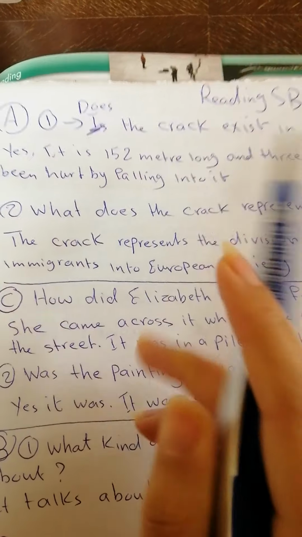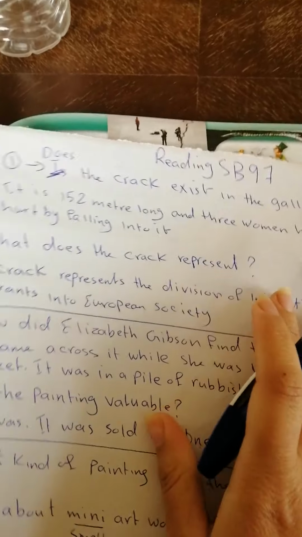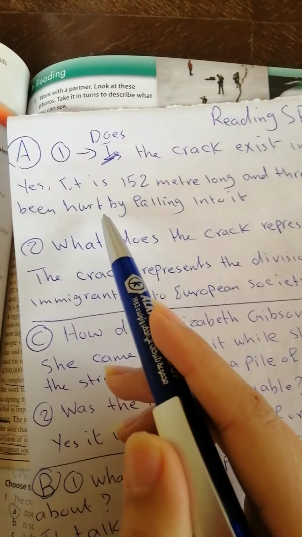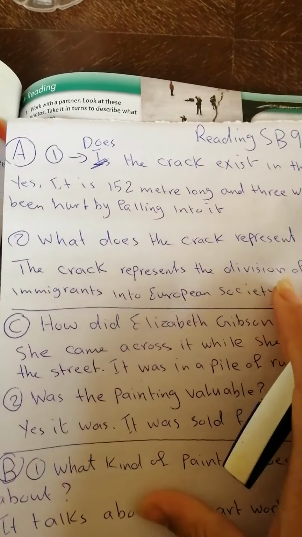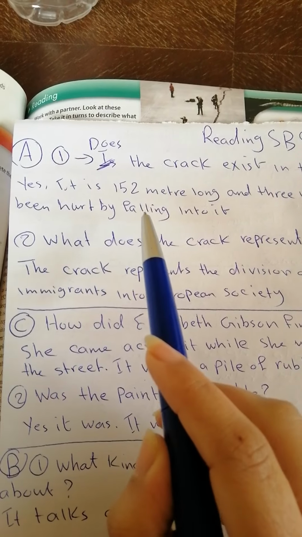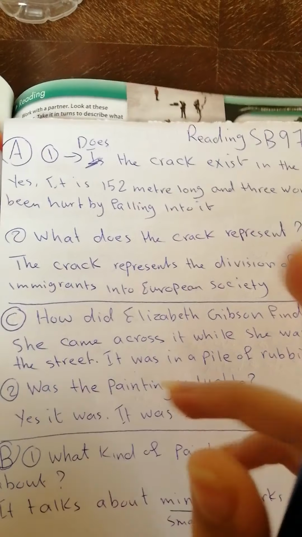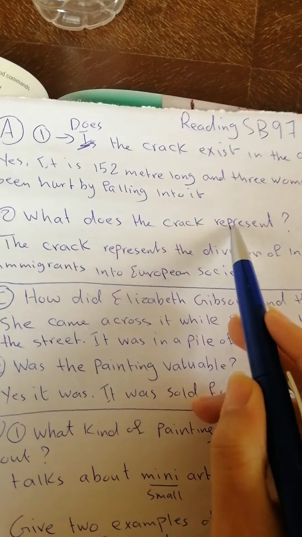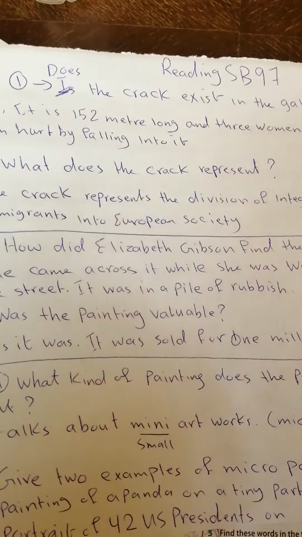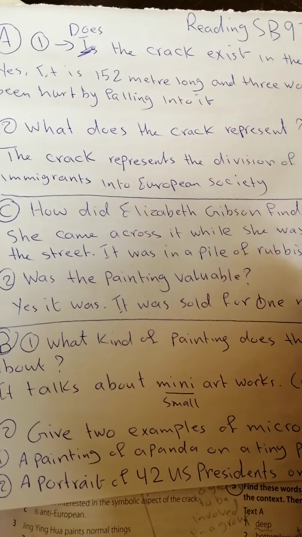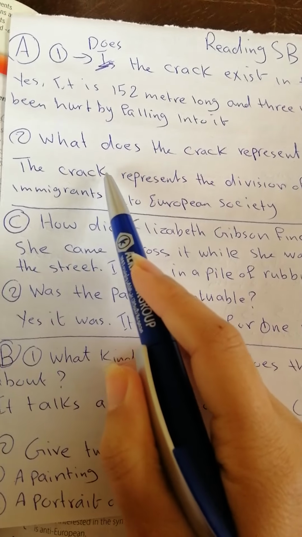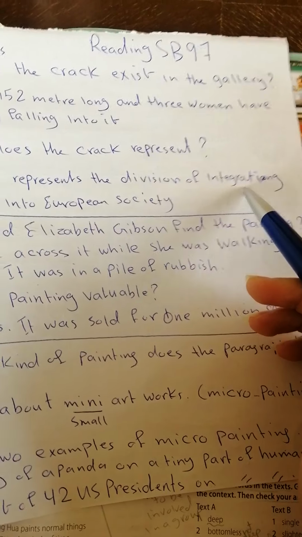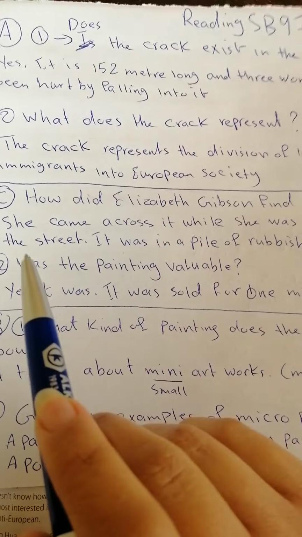It is 152 meter long, and with the evidence that it does exist, 3 women have been hurt by falling into it. 3 women have been hurt by falling into the crack. Number 2, what does the crack represent? There is an embodied image, or there is a message behind this crack, which is the crack represents the division of integrating immigrants into European society.